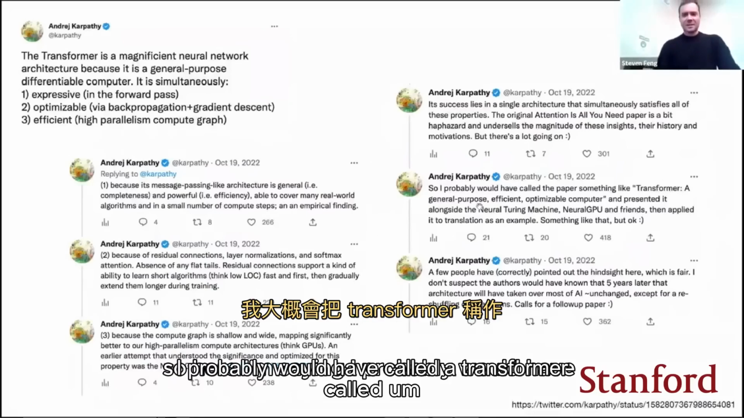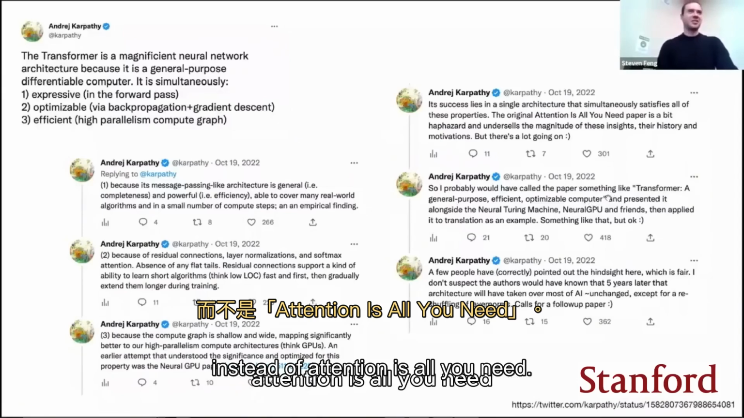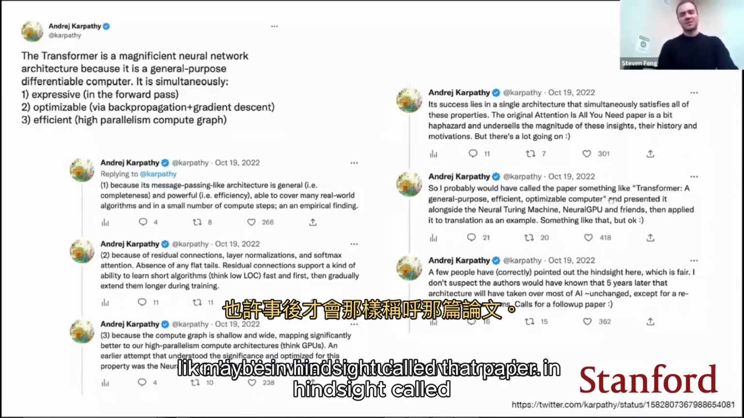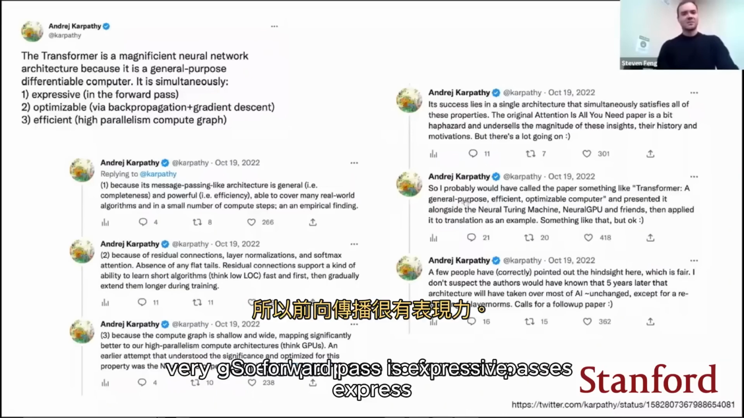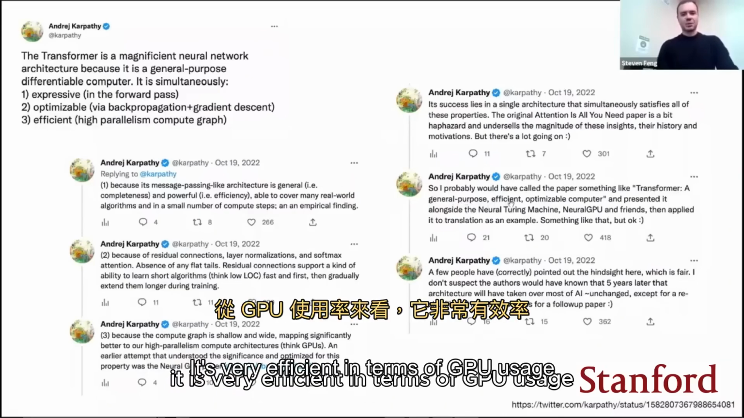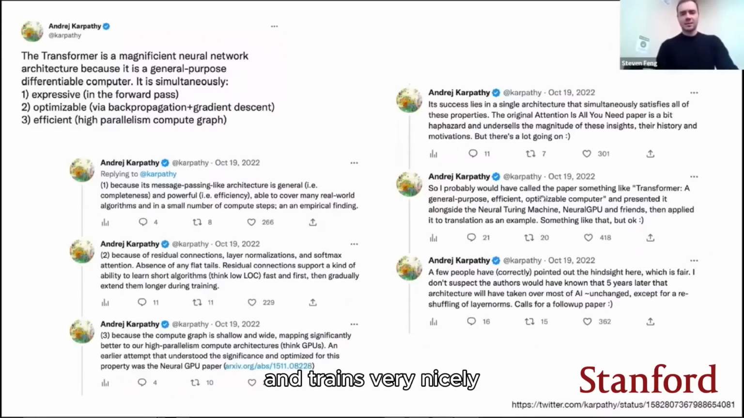Oh yeah, so here I'm saying I probably would have called a transformer a general purpose efficient optimizable computer instead of "Attention Is All You Need." That's what I would maybe, in hindsight, have called that paper. It's proposing a model that is very general purpose, so forward passes express it. It's very efficient in terms of GPU usage, and it's easily optimizable by gradient descent and trains very nicely.